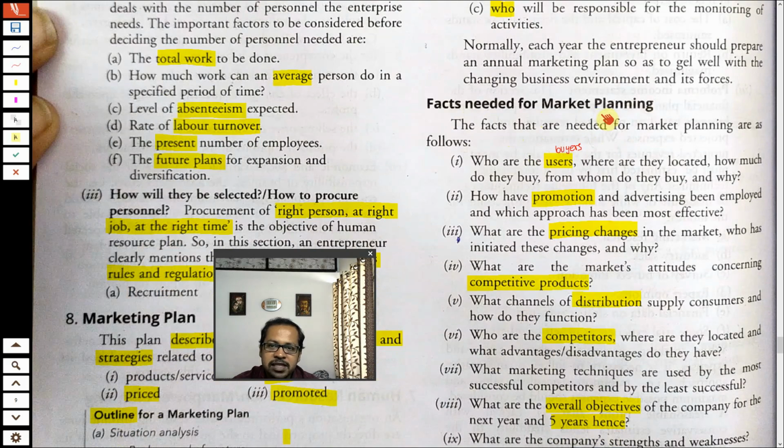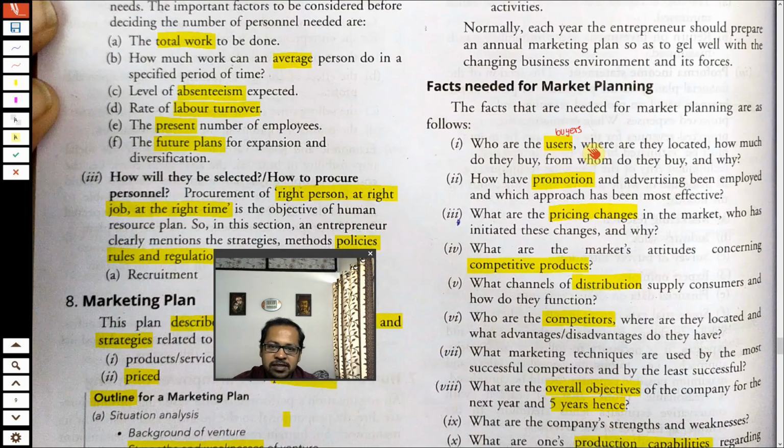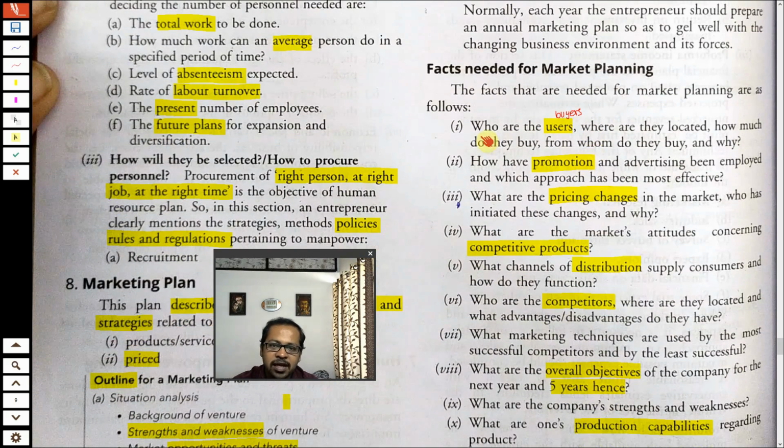Now, facts needed for market planning. So for market planning we need some facts. Now what should you know? So first of all you should have clear information about your buyers or users. Who uses your product, who buys it. Okay, sometimes users and buyers may be different. For example, users are kids but buyers are their parents. So you should be very clear about that.